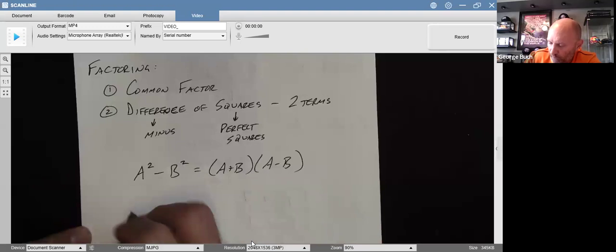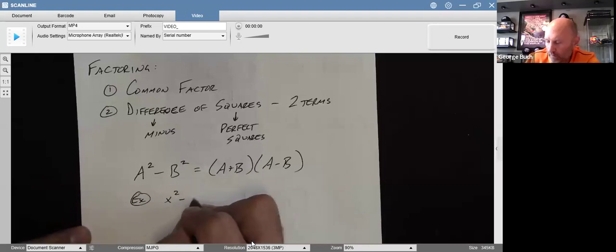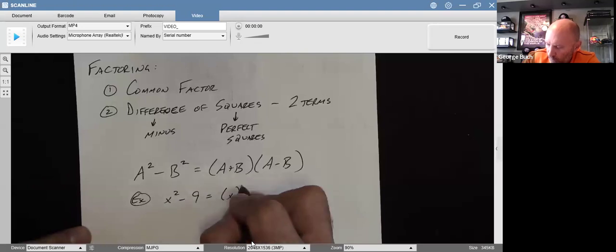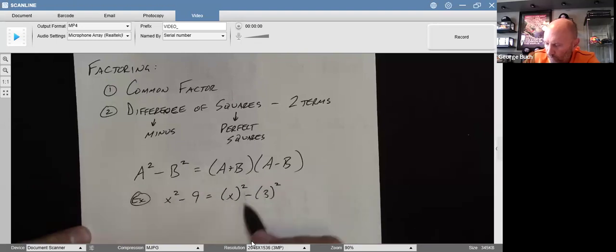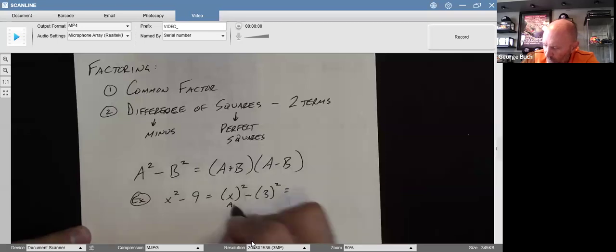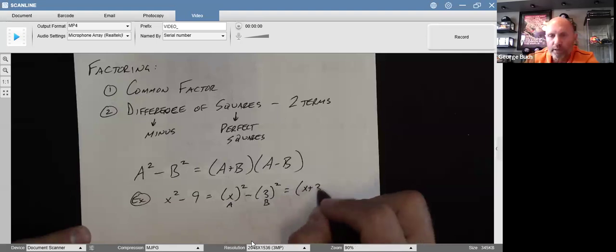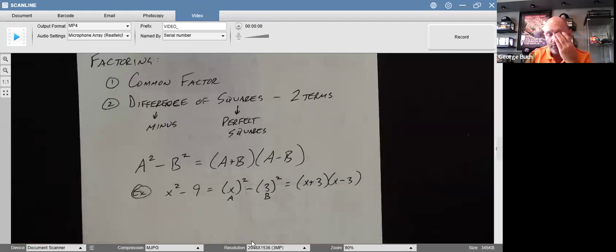So for example, let's say I have x squared minus 9. Well, I can really rewrite this as x squared minus 3 squared. So it's a difference of two values that are squared. And so then if this is my a and this is my b, this would just become x plus 3, x minus 3. There's not a lot of thinking that has to go into it. We just find, okay, what's the squared value of each of those? And then a plus b, a minus b.